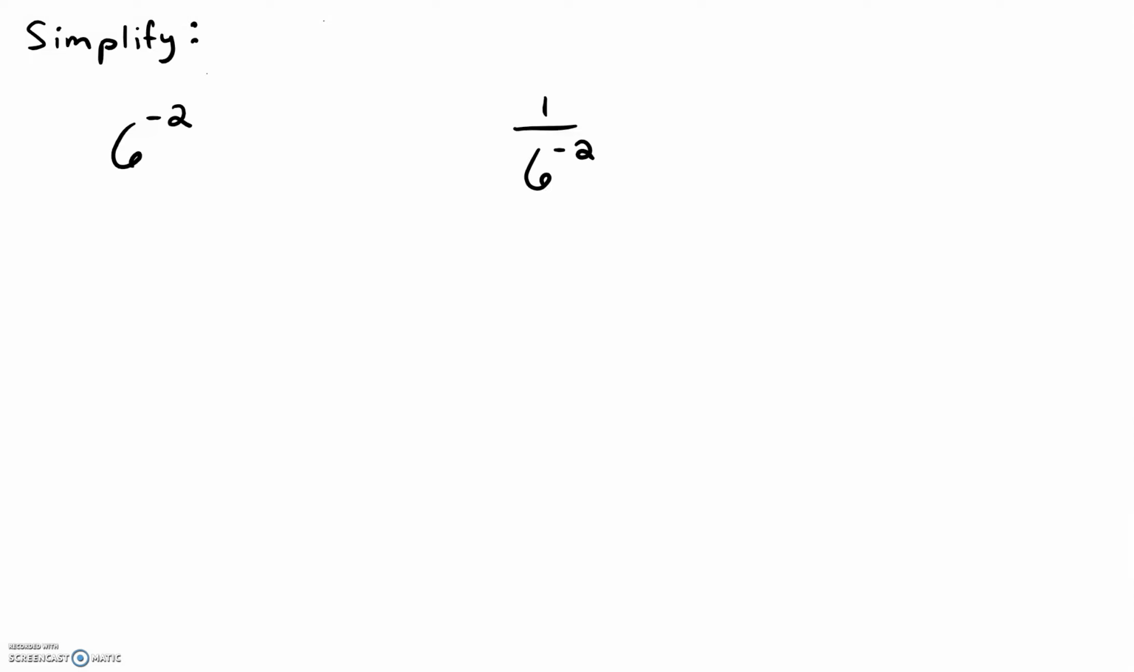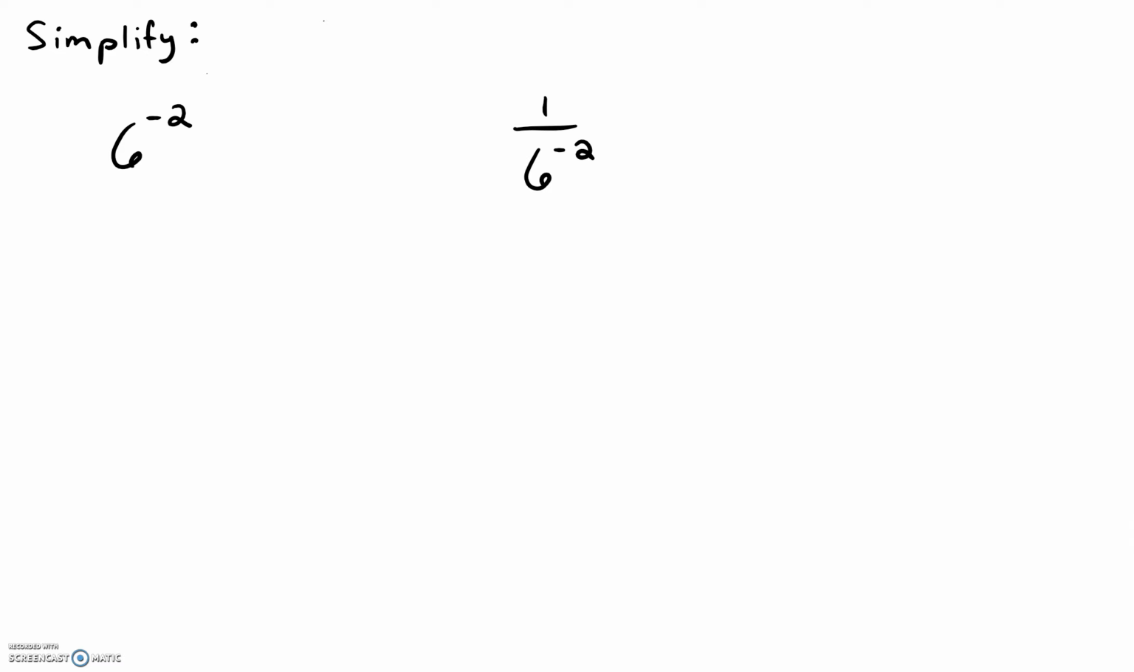In this video, we're going to look at some properties of exponents again in two different problems. And again, we're going to compare and contrast. So our instructions are to simplify. We want to simplify 6 to the negative second power. And we want to simplify 1 over 6 to the negative second power.